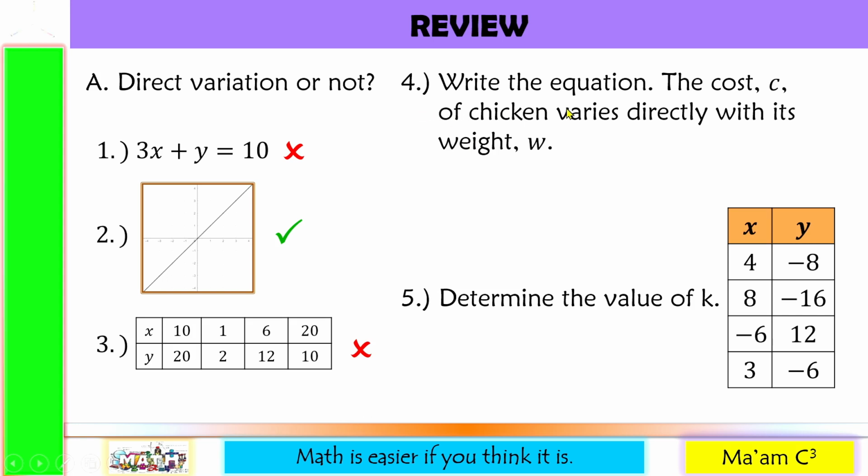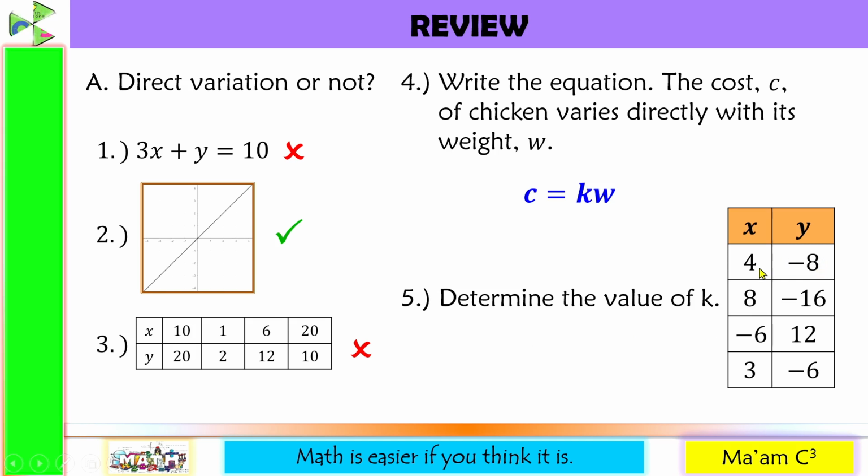Number 4, write the equation. The cost, C, of chicken varies directly with its weight, W. So C is equal to K times W. Number 5, let us determine the value of K.